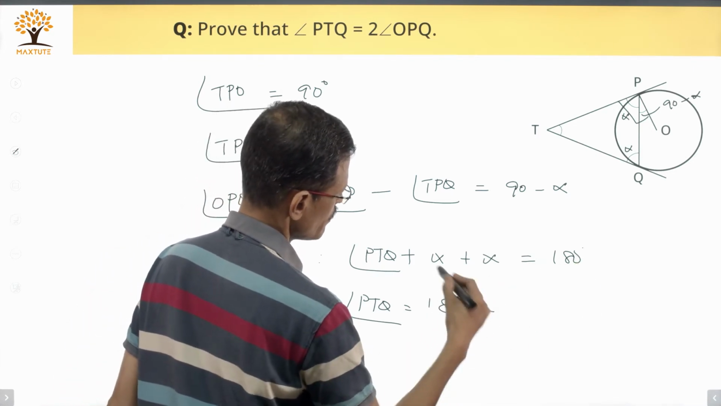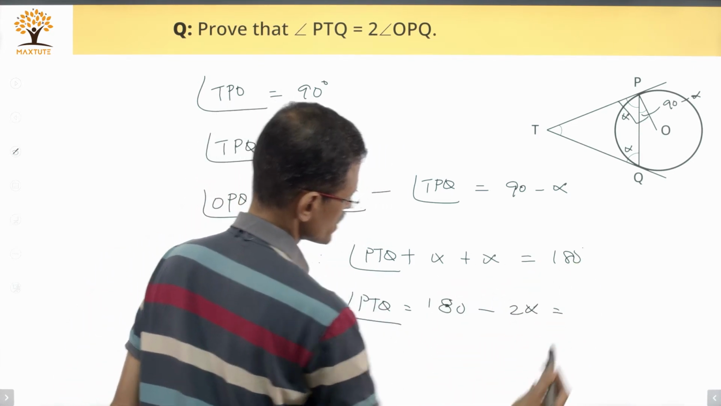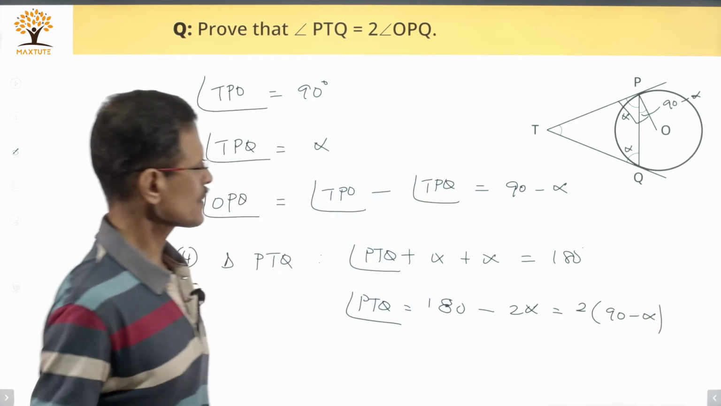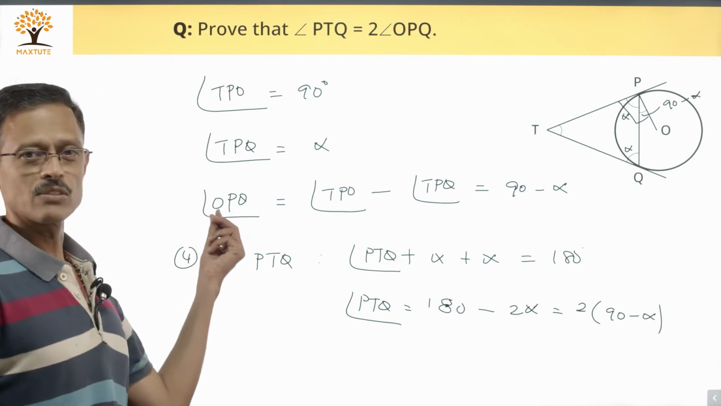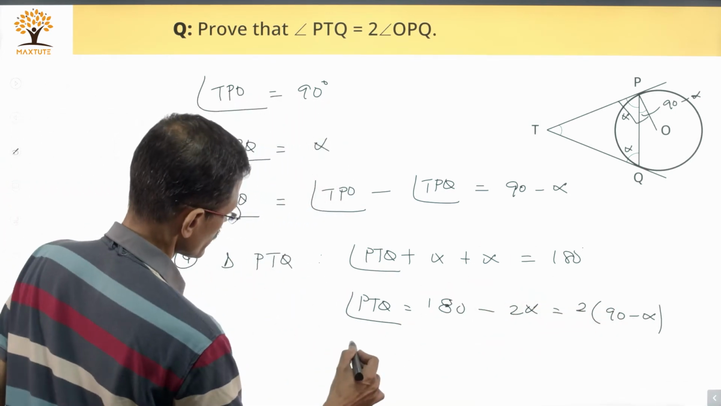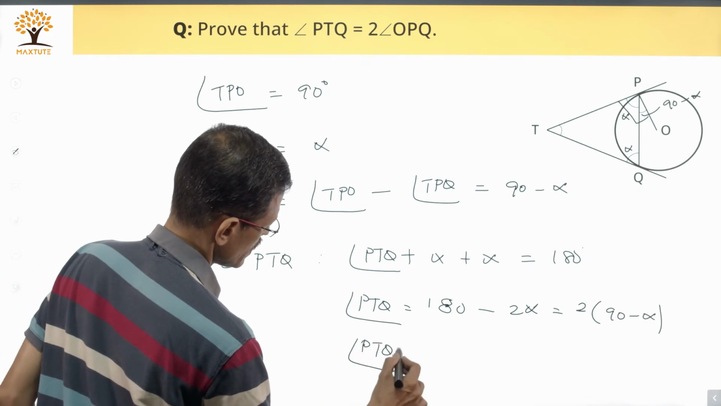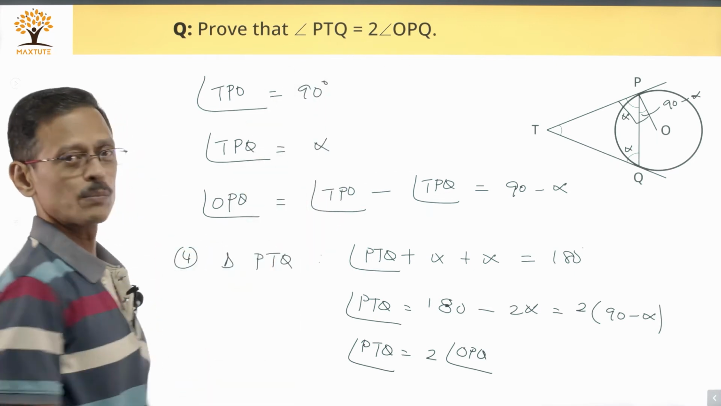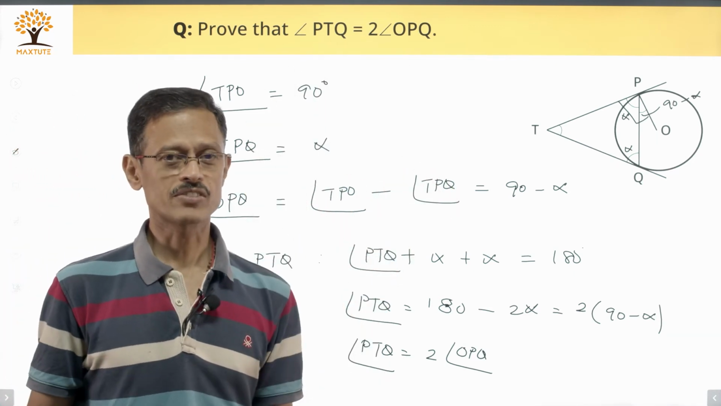minus 2 times alpha, which I will choose to write as 2 times 90 minus alpha. 90 minus alpha we know is equal to OPQ. So, instead of 90 minus alpha we can write OPQ, translating to the fact that angle PTQ is equal to 2 times angle OPQ. Is that what we have to prove? Yes, that is what we have to prove, and we have established that.